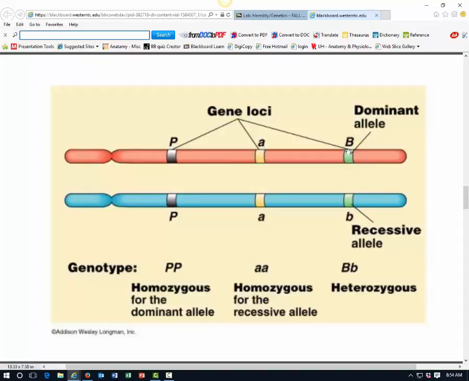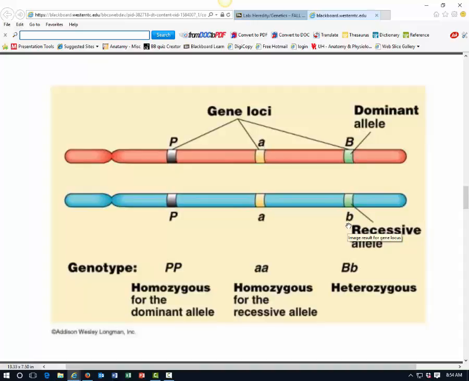So this allele is a dominant allele, which means we give it a capital letter, meaning that whatever this allele is dominant over this allele, which means it'll be more likely to be expressed in some form compared to the recessive allele, which we give a lowercase letter.